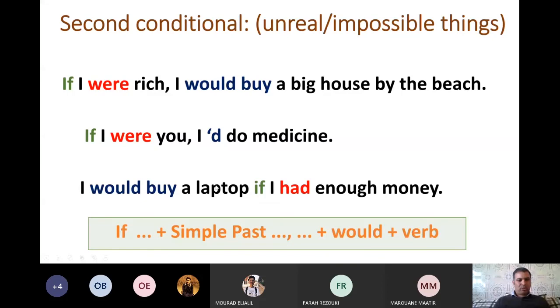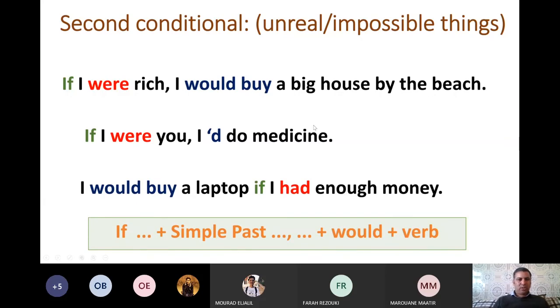Here, as you notice in the third example, we reversed the sentence and we started with the main clause. Again, when we start with the main clause, there is no comma here, and we put a small i, not a capital I. I would buy a laptop if I had enough money.